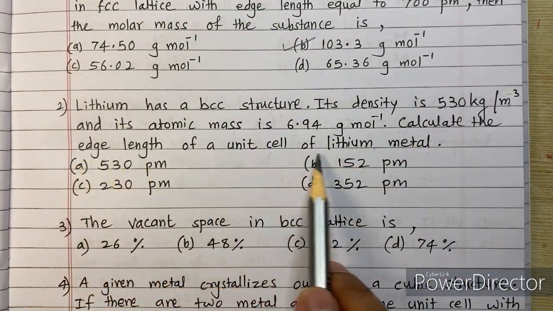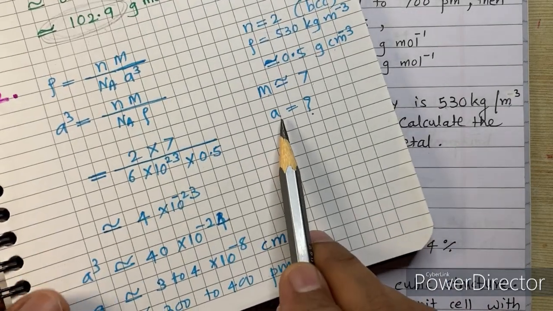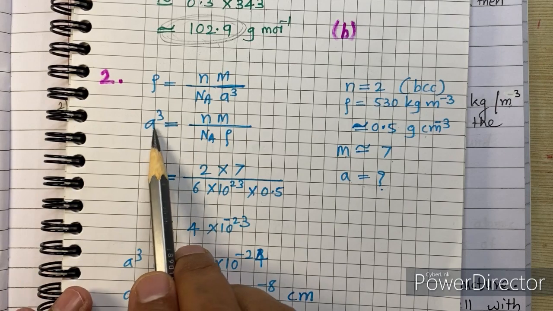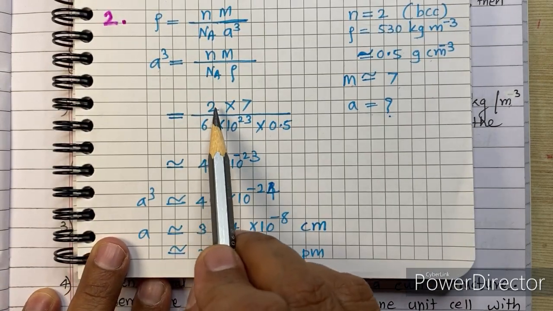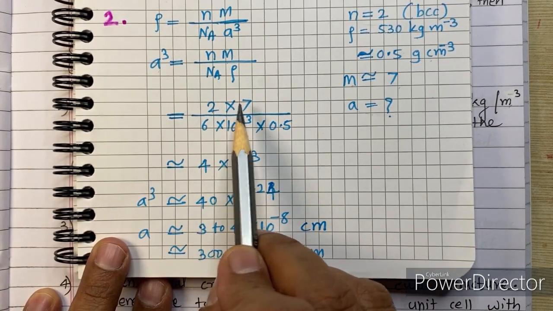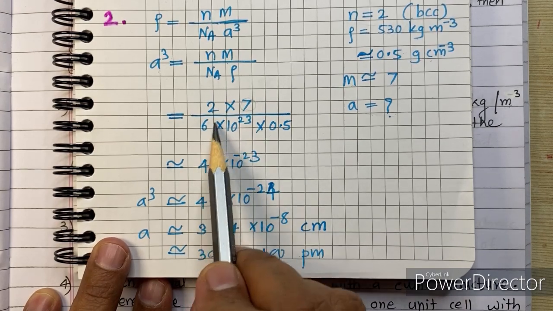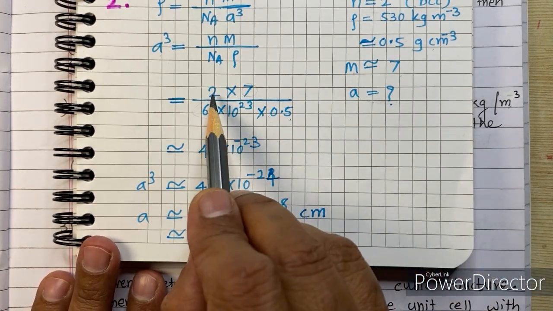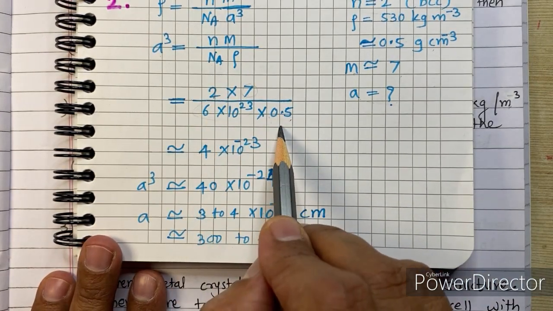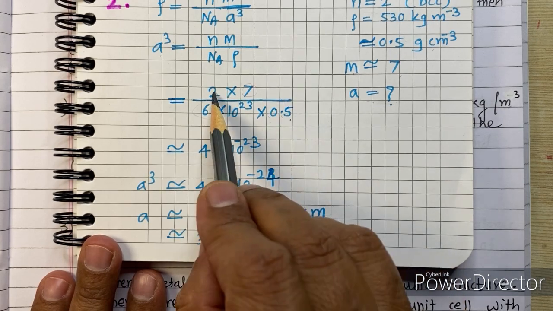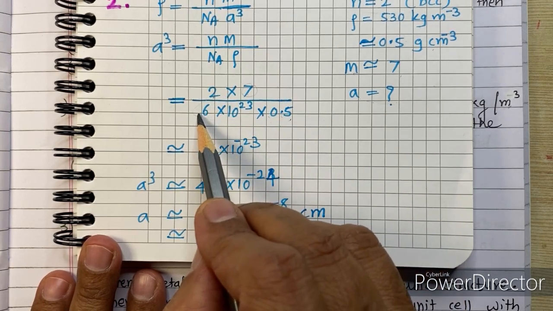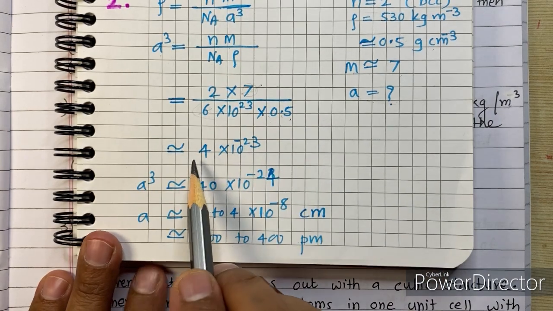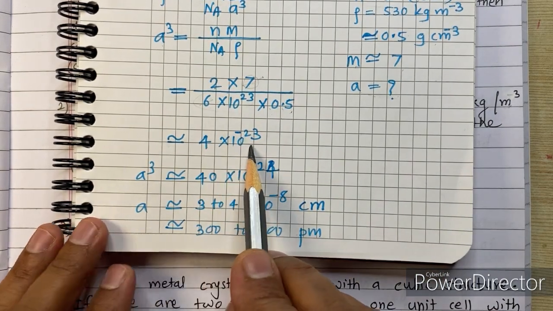Calculate the edge length of unit cell of lithium metal. We want to determine the A. Now, know this formula, A cube is equal to this one. Now, substitute the values, N is equal to 2, molar mass approximately 7, Avogadro's number 0.5. Now, here it is a 2 and it is a 1 by 2. Therefore, it becomes 4 and cancelled out this value and this value because it is approximately 7. Then it is nearly about 4 into this one.